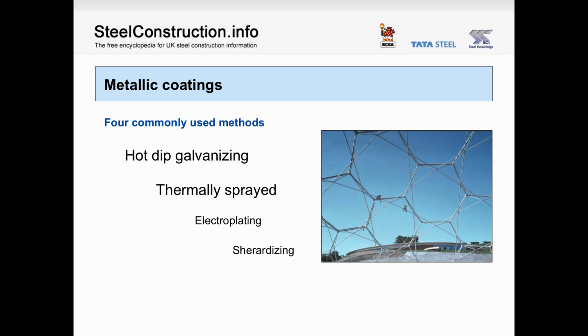Looking now at metallic coatings, there are 4 commonly used methods of applying metal coatings to steel surfaces. These are hot dip galvanizing, thermal spraying, electroplating and Sherardizing. The latter 2 processes are not used for structural steelwork but are used for fittings, fasteners and other small items. In general, the corrosion protection afforded by metallic coatings is largely dependent upon the choice of coating metal and its thickness, and is not greatly influenced by the method of application.